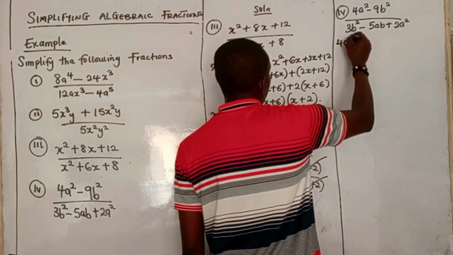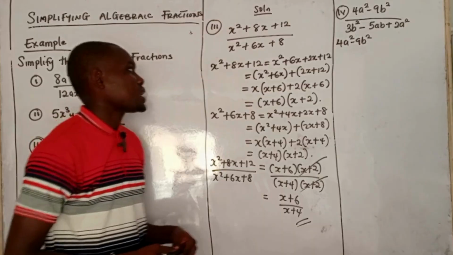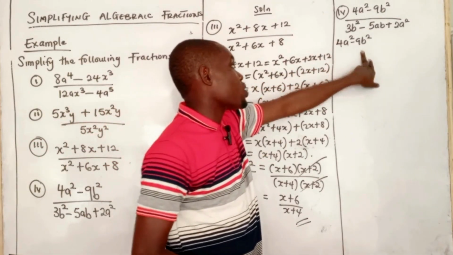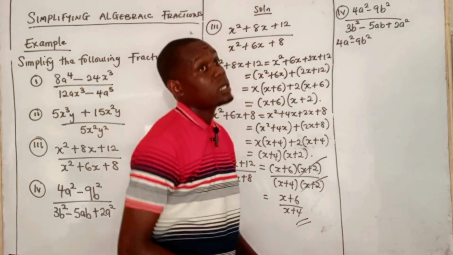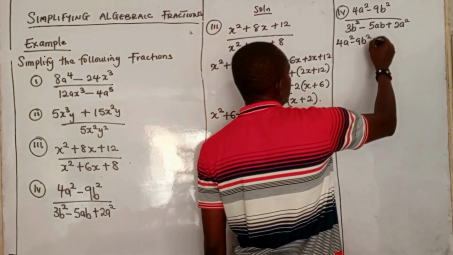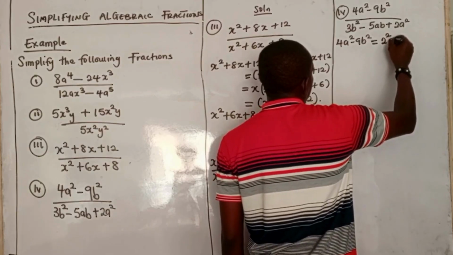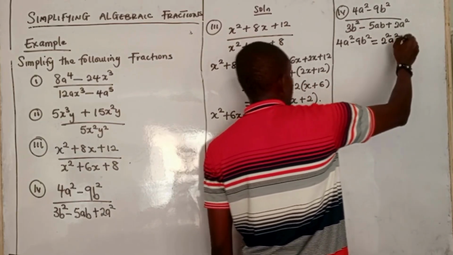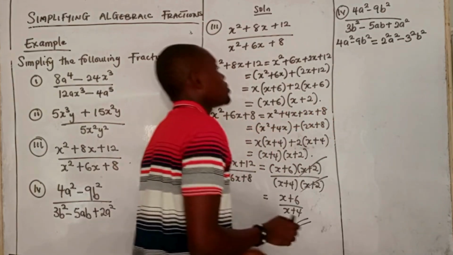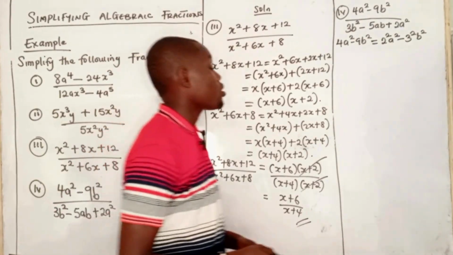So we are going to have 4a squared minus 9b squared. Now if you discover that this 4 is a perfect square and the 9 also is a perfect square, I can also express them in index form. So 4 in index form is 2 squared, then a squared, minus 9 in index form is 3 squared, then b squared. Now what does it mean? It becomes what we call difference of two squares.